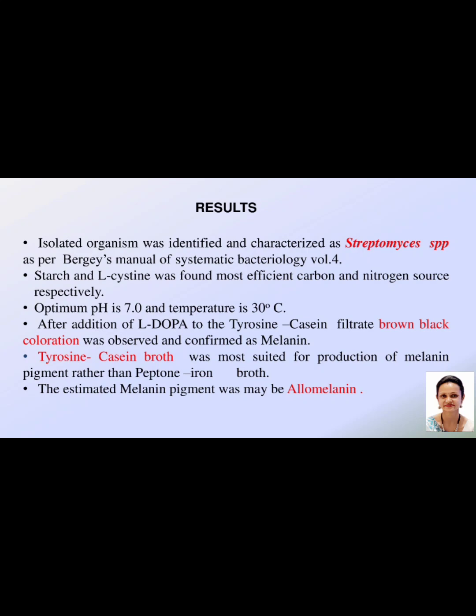From all the above procedures, the results show that the isolated organism was identified and characterized as a Streptomyces species as per Bergey's Manual, volume 4. Starch and L-cysteine were found to be the effective carbon and nitrogen source respectively, the optimum pH is 7 and the optimum temperature is 30 degrees centigrade. The tyrosine casein broth was most suited for the production of melanin pigment rather than the peptone broth, and the estimated pigment was melanin.